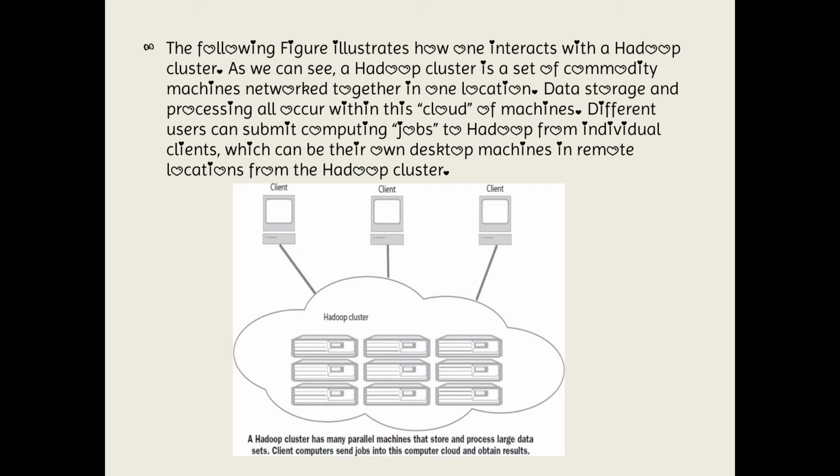Next, the following figure illustrates how one interacts with a Hadoop cluster. See the diagram. Here 3 clients are there and those 3 clients are connected to the Hadoop cluster. Cluster means grouping of similar items. So here 3, 3, 3, total 9 nodes are there. These 9 nodes are connected to 3 different clients. So this is the diagram of how clients interact with Hadoop.